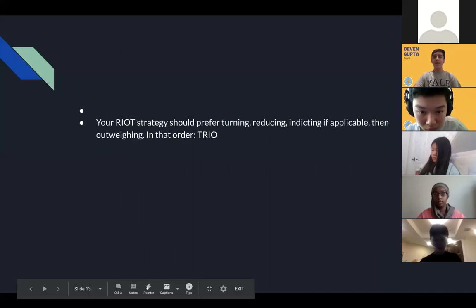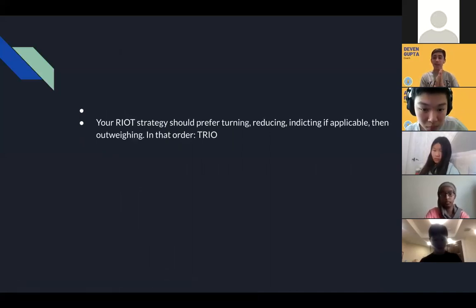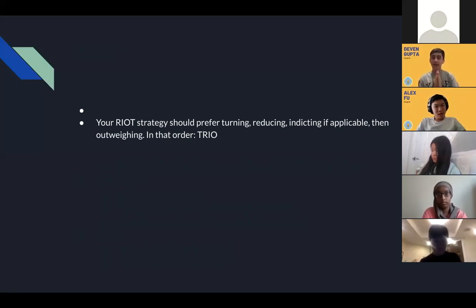Now, if you're actually going to look at it through the best way to riot, your riot strategy should first prefer turning, then reducing, indicting if applicable, then lastly outweighing. In that order, it's TRIO. I'm going to say that again. Turning, reducing, indicting if applicable, then outweighing. In that order, it's TRIO, because this is what you should prefer most.